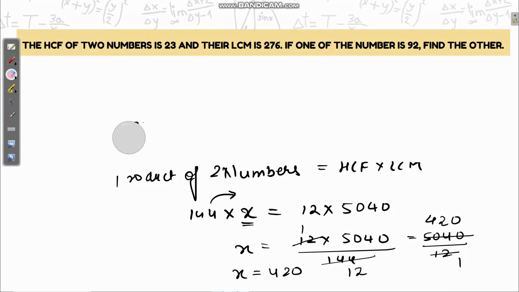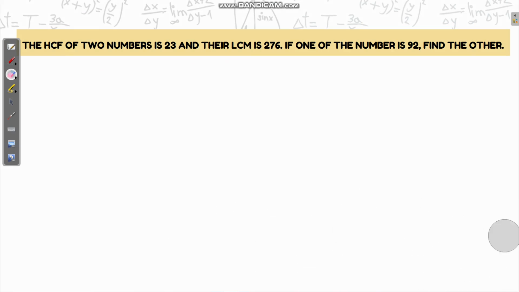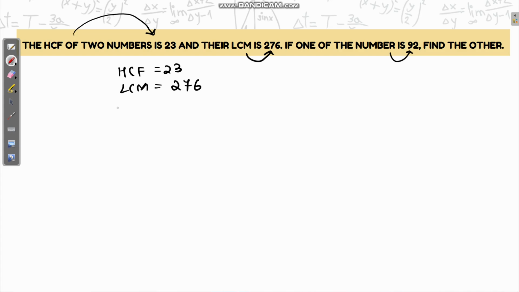So let's move on to the next question. The same type of question. Here we have to find the second number or the first number, does not matter the order. The HCF of two numbers is 23. So the HCF we know that it is 23. The LCM is 276. One of the numbers is 92. We have to find the second number. Okay, so I'll just write down what is given to us. So HCF is 23, LCM is 276. If one of the numbers is, you can write down first number, it doesn't matter. One of the numbers is 92. We'll find the second number.